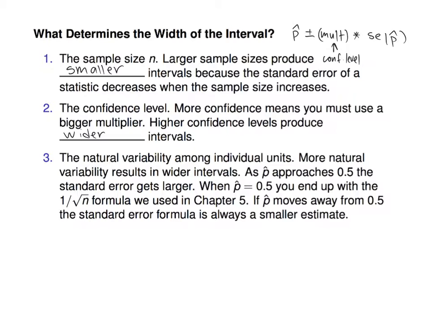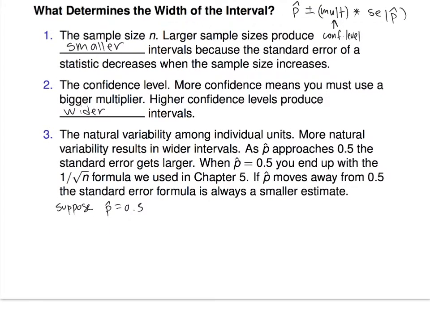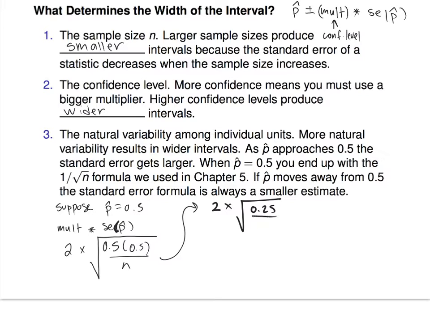And I'm going to show you why. Because it's pretty easy, suppose p hat equals 0.5 exactly. Then for 95% confidence, the multiplier times the standard error of p hat, let's see what comes out of that. For 95% confidence, what's our multiplier? Approximately 2. Times the standard error of p hat, which is 0.5 times 1 minus 0.5, also 0.5, over n, right? Well, 0.5 times 0.5 is 0.25. So you've got 2 times the square root of 0.25 over n.